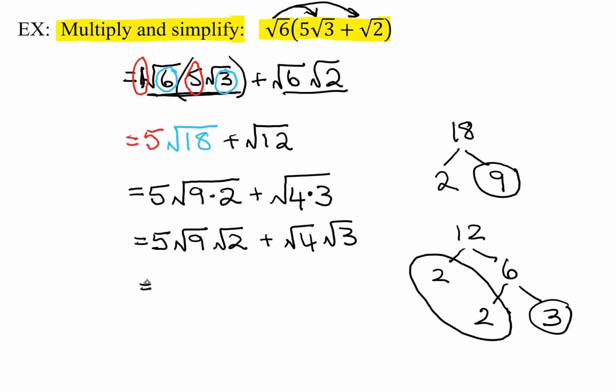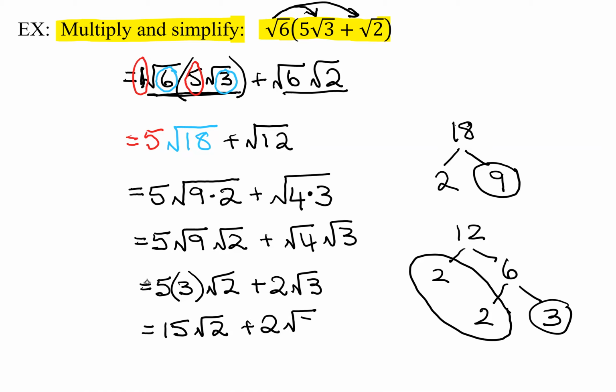So this equals 5 times, what's the square root of 9? 3 times the square root of 2 plus the square root of 4 is 2 times the square root of 3. Last step, 5 times 3 is 15 times the square root of 2 plus 2 times the square root of 3. Can I add this term to this term? No, because the radicands are different. You cannot add a square root of 2 to a square root of 3. So this is my answer.